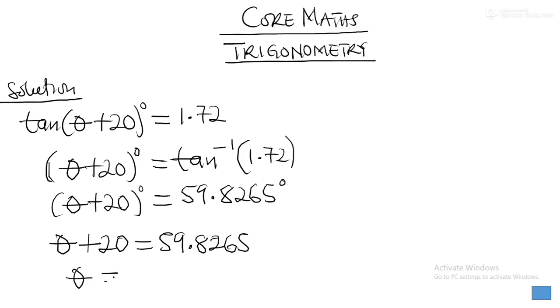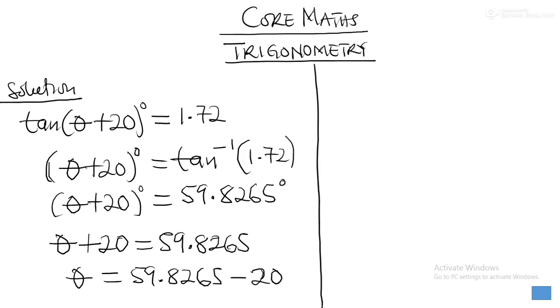So theta will be equal to 59.8265 minus 20. Good. So when you do the subtraction, 59.8265 minus 20, what are we going to get? This one, without the calculator, you can still get it. Alright, so we are now going to have 39.8265.